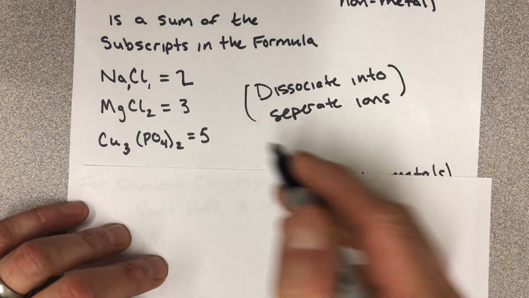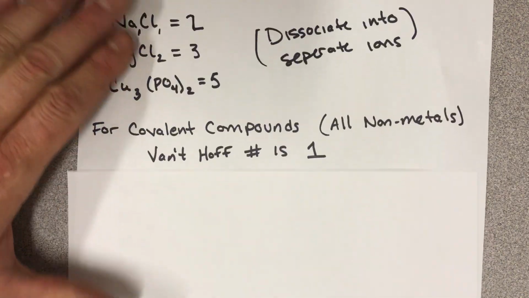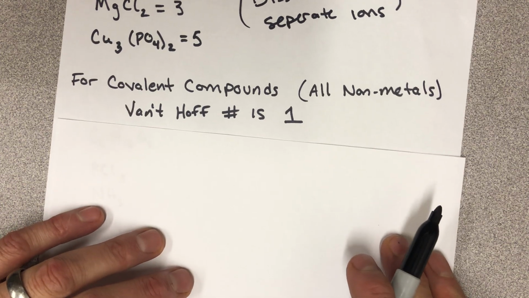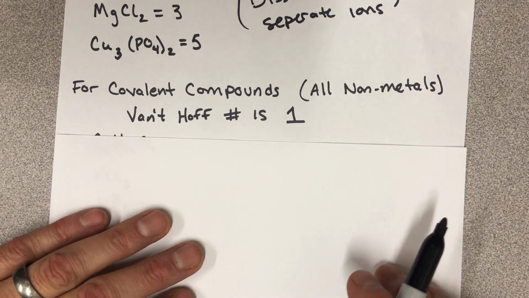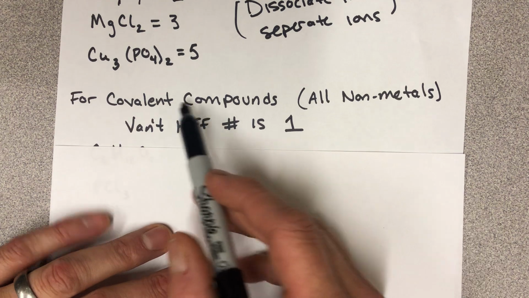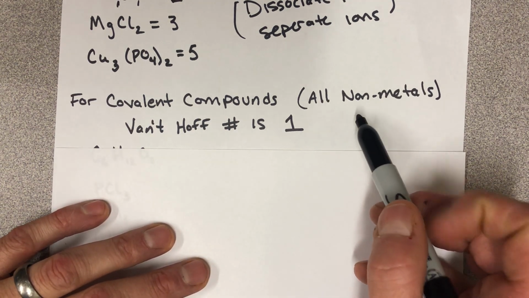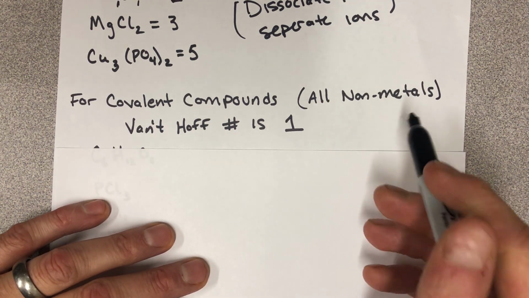So those guys dissociate into their individual ions. If it's a covalent compound that is a solute, then the Van Hoff number is 1. And remember that covalent compounds can be identified by just having all nonmetals in their chemical formula.